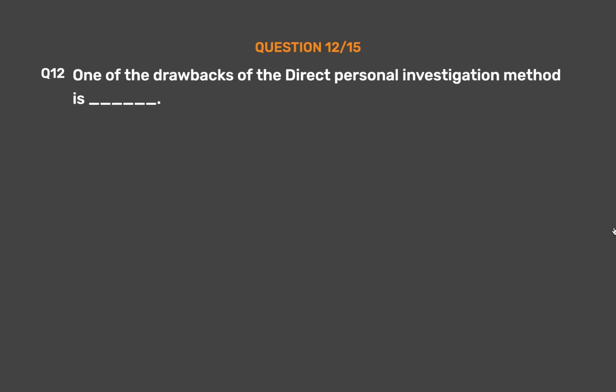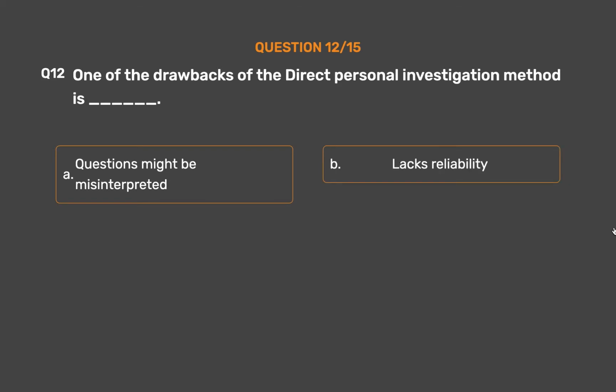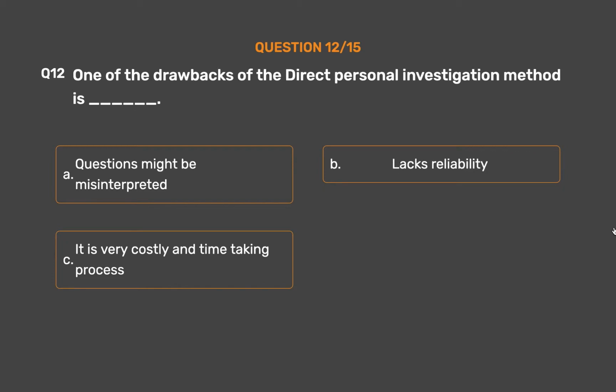Question number 12. One of the drawbacks of the direct personal investigation method is _. Option A. Questions might be misinterpreted. Option B. Lacks reliability. Option C. It is very costly and time-taking process. Option D. Difficult to get original data.